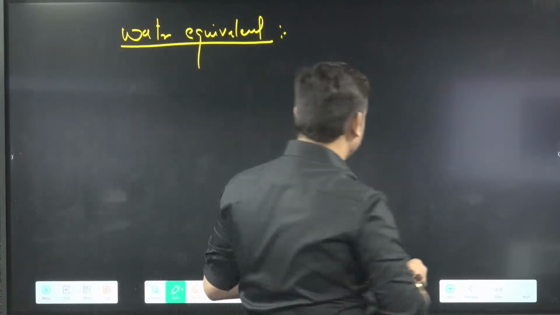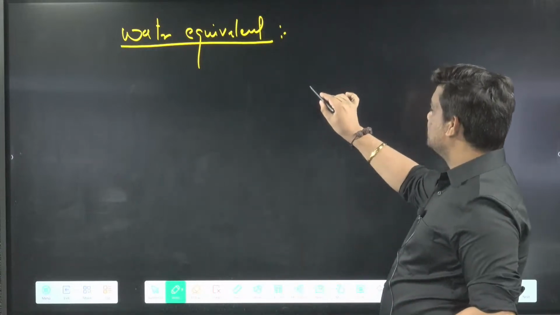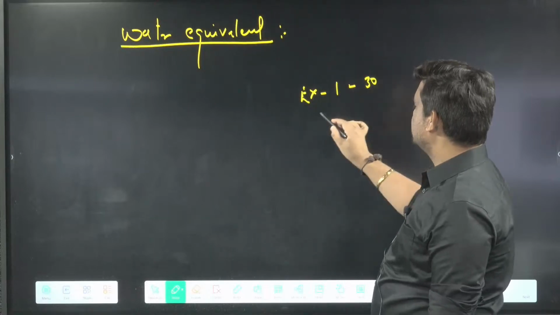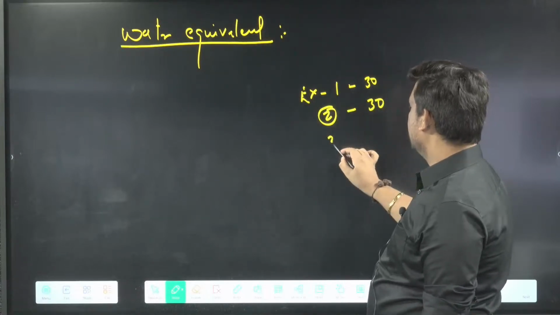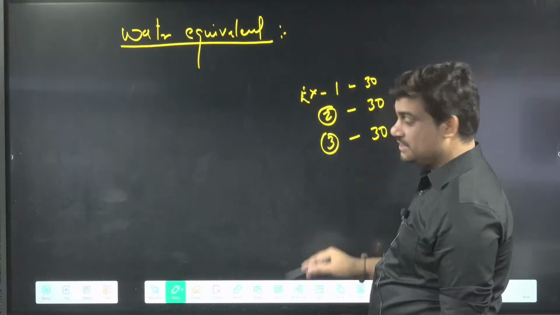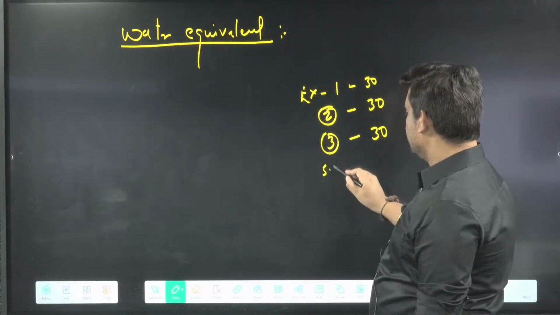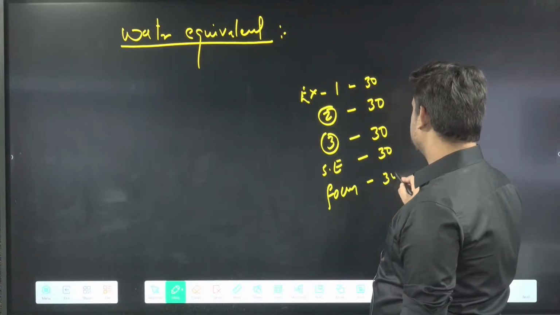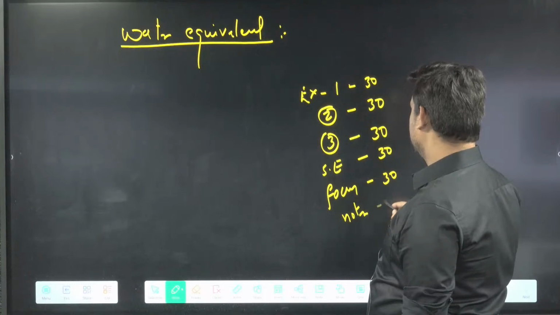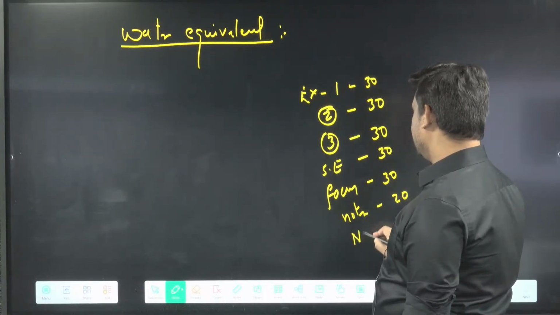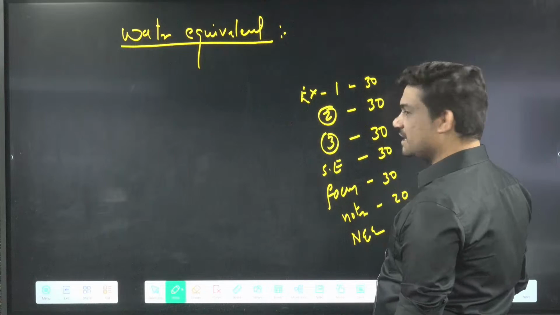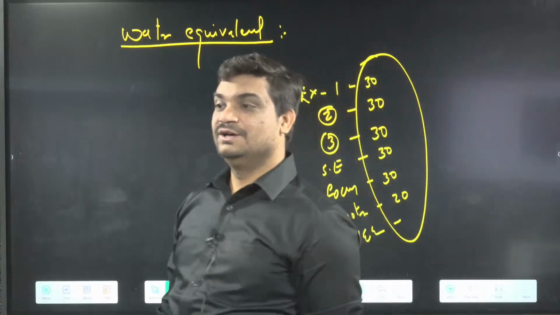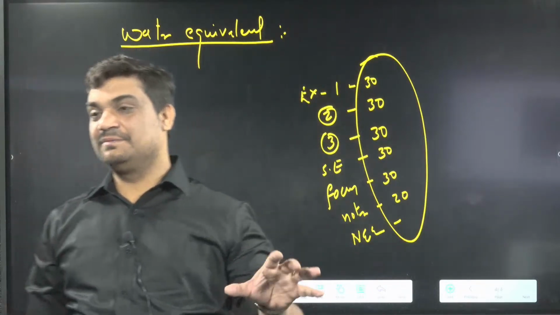A very popular formula is there. In this one, if you do exercise 1, 30 marks; exercise 2, 30 marks; exercise 3, 30 marks. Solved example 30 marks, focus 30 marks. Notes 20 marks, NCERT things, we can say remaining. Like this, if you do all, then only it becomes your 200. Then it becomes 200.